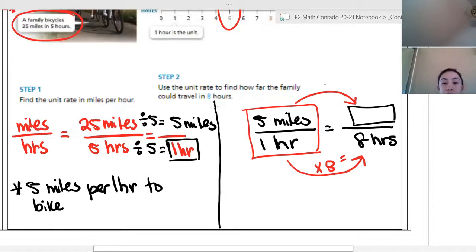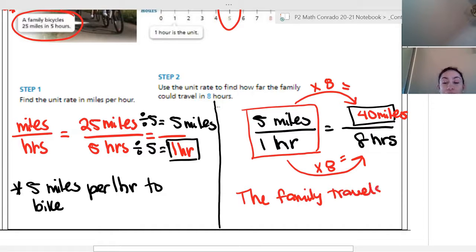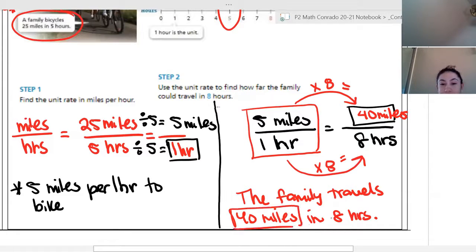And whatever we do on the bottom, we also have to do on the top. So let's take 5 miles and now multiply it by 8. When we multiply 5 by 8, we get 40 miles. So we just took our unit rate to find a different amount of time and miles traveled. So in 8 hours, the family will travel 40 miles. Beautiful.